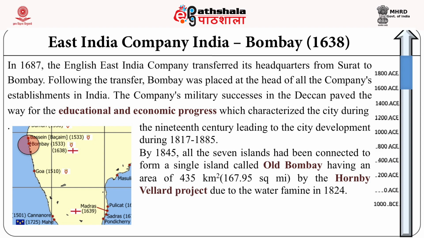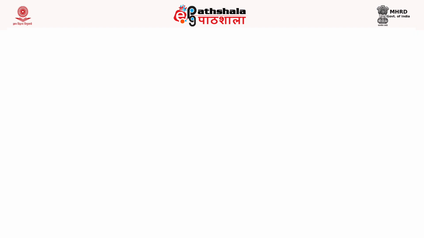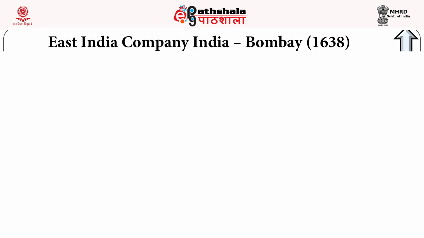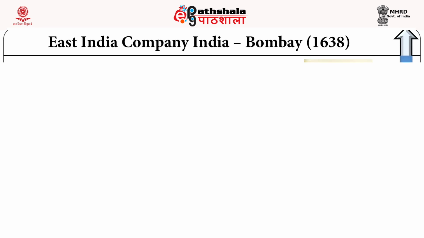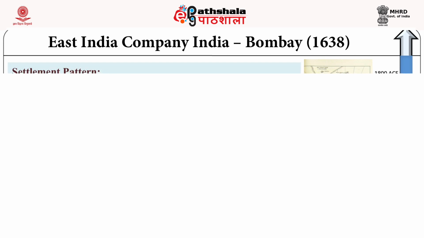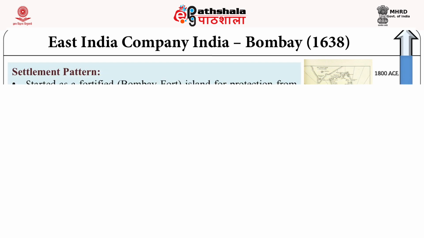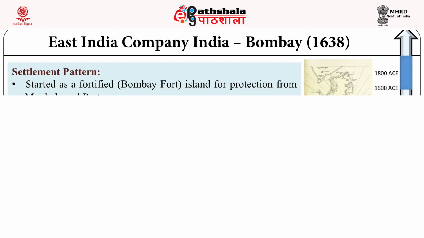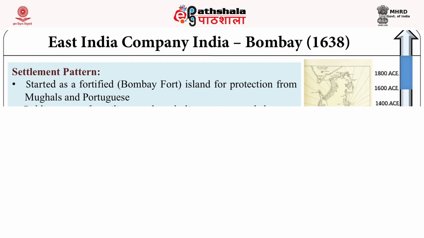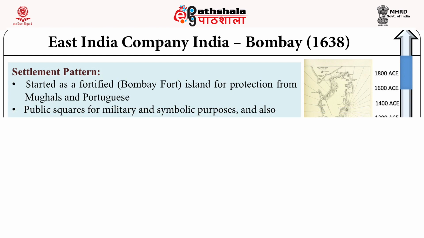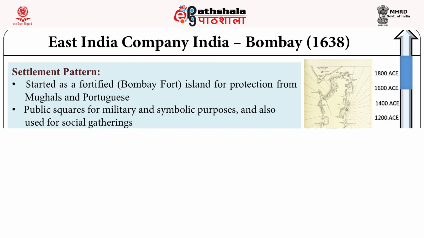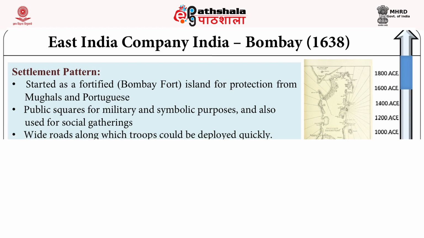Next we come to the settlement pattern of Bombay. What was the settlement pattern like? Bombay started as a fortified island, which is the Bombay Fort, which was used for protection from the Mughals and the Portuguese. So, the British built a fort, as you can see in these figures, and there were public squares for military and symbolic purposes, and also used for social gatherings. There were wide roads along which troops could be deployed or moved quickly.